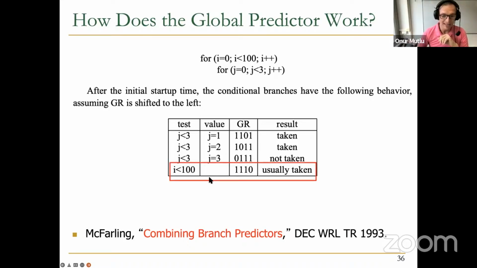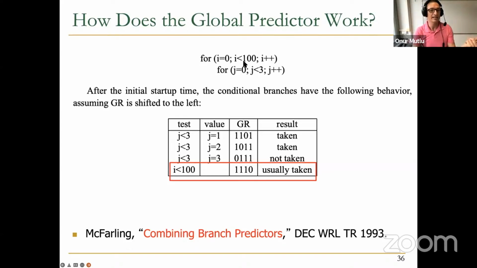Let's take a look at this last one. The last one is the branch that tests I, and you can see that this iterates for a long time, meaning it's usually taken. But the global history you see when you fetch this branch is 1110. Why? Because the last 3 branches executed are the branches that test J, and this loop iterates 3 times. The last time it iterates, the loop branch is not taken, the previous time it is taken, the time before that it is taken, and the earlier branch is really the I branch over here.